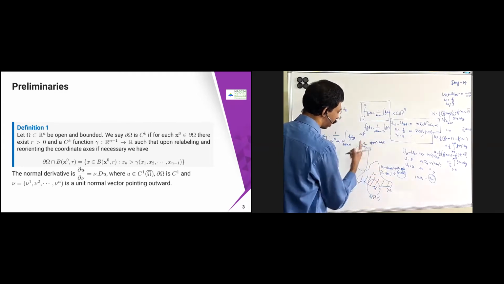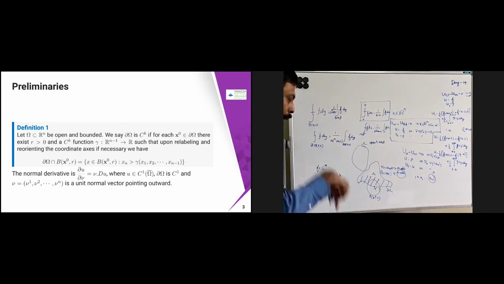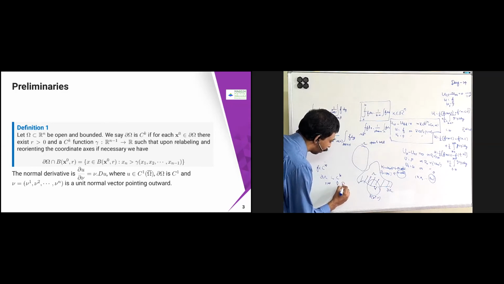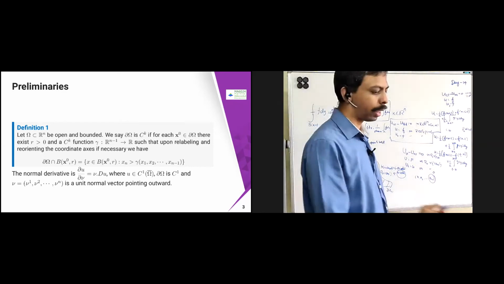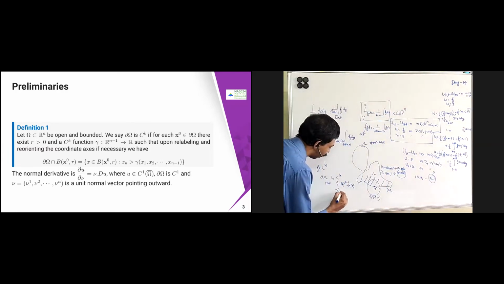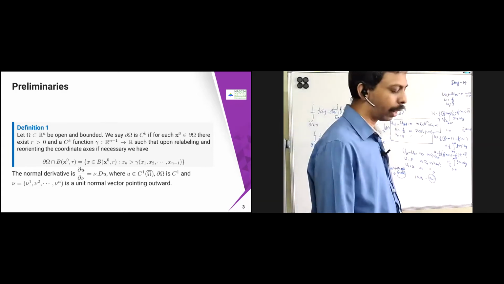Since the domain is a subset of R^n, ∂Ω is a subset of R^(n-1), because it is a boundary. So I'm going to find a function gamma from R^(n-1) to R. This gamma is going to be a C^k function, which means gamma belongs to C^k, that is, k times continuously differentiable. That's the meaning of C^k gamma.